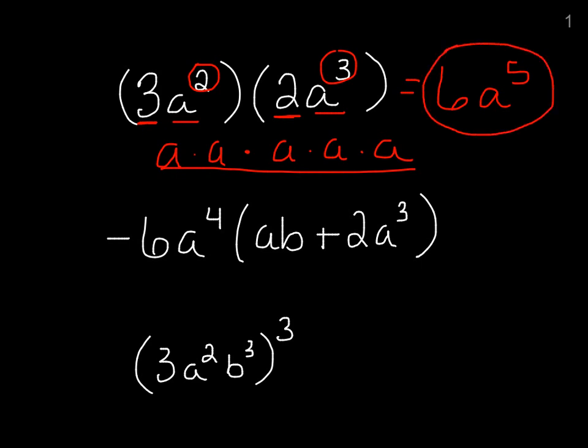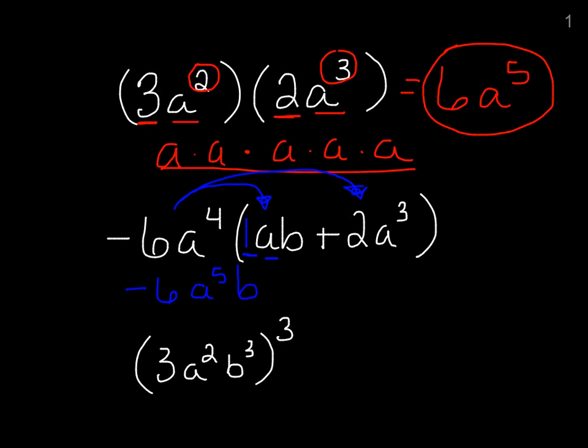Looking at the next one, we're going to be using the distributive property. So we're going to multiply the 6a to the fourth times this, and then the negative 6a to the fourth times this. So there's no coefficient on this one. Well, there is. It's just understood to be a 1, so we still have negative 6. A to the fourth times a would be a to the fifth, and then that b just comes along for the ride since there's not a b over here.